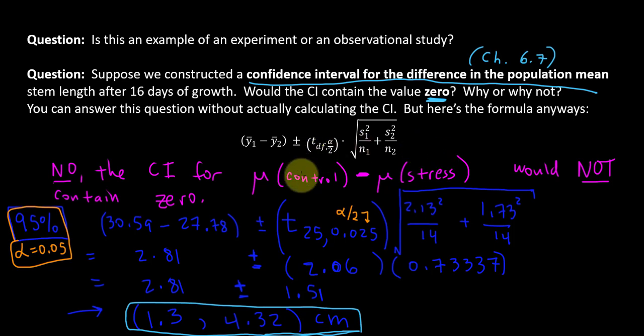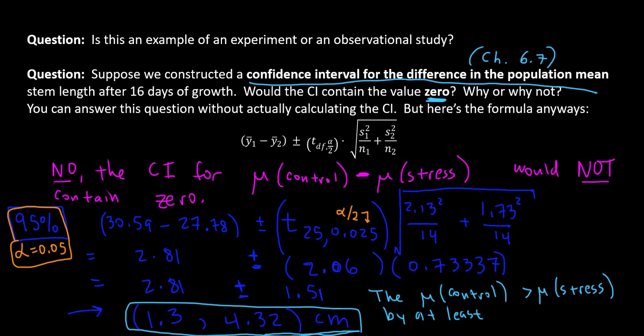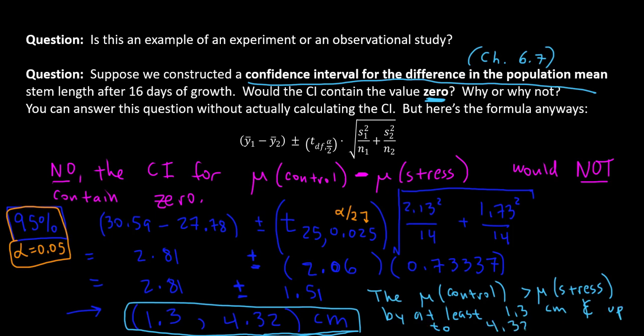If it was larger on average, well, by how much? This supports that the mu of the control group was larger than the mean stem length of the stressed group by at least 1.3 centimeters and up to 4.32 centimeters. We have done 2 examples of a t-test now. I have shown you an example in which just now the conclusion was a rejection of the null hypothesis. And in the previous video, we did an example in which the result was a non-rejection.